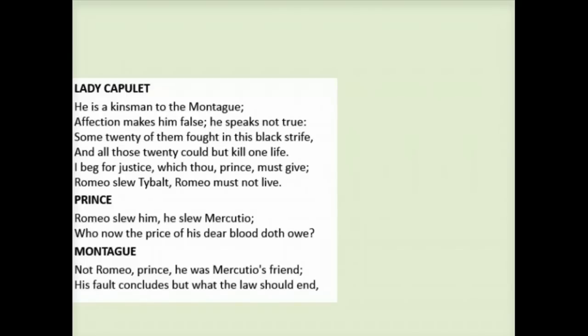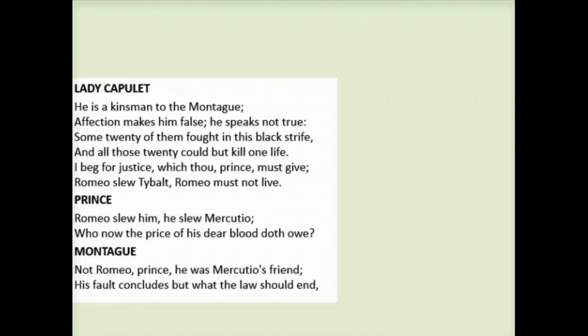And then right at the end, after Tybalt and Mercutio are now dead, we have Lady Capulet say, "He is a kinsman to the Montague. Affection makes him false, he speaks not true. Some 20 of them fought in this black strife, and all those 20 could but kill one life. I beg for justice which thou, prince, must give. Romeo slew Tybalt, Romeo must not live." And the prince says, "Romeo slew him, he slew Mercutio. Who now the price of his dear blood doth owe?" And then Montague says, "Not Romeo, prince, he was Mercutio's friend. His fault concludes, but what the law should end."